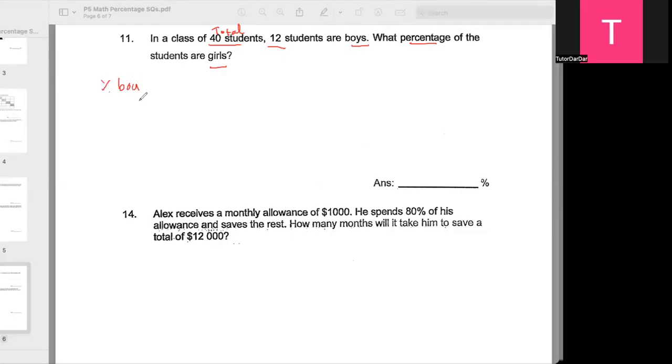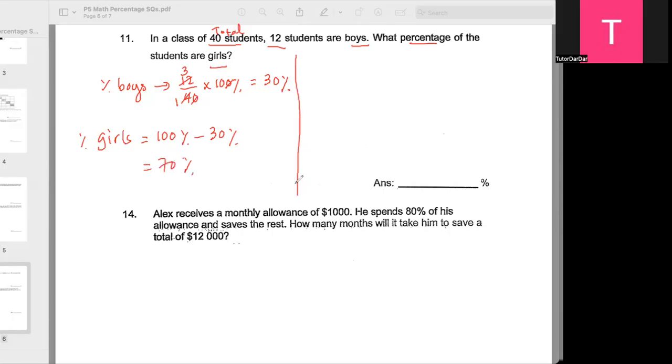So the percentage of boys is going to be 12 over 40 multiplied by 100%. Okay, so 0 and 0 cancel. 4 divided by 4 is 1. 12 divided by 4 is 3. Equal to 30%. So what do I get? Boys are 30%. So the percentage of girls is going to be 100% minus 30%, which is equal to 70%. Okay, this is method 1.